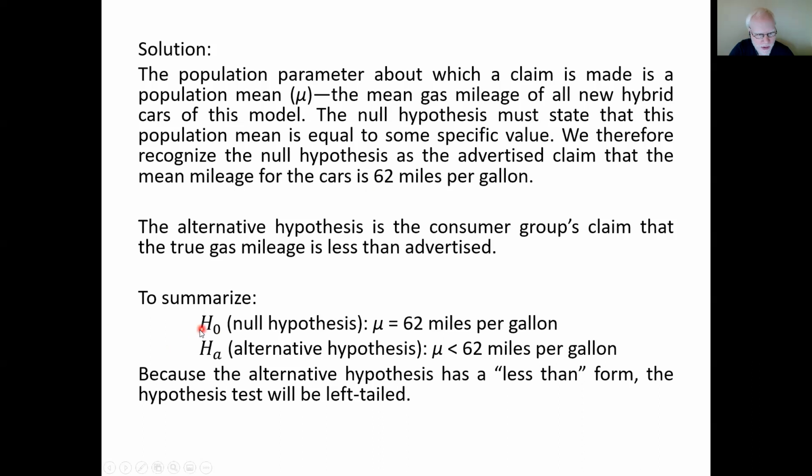So to summarize, H naught, the null hypothesis, is that the mean is equal to 62 miles per gallon. The alternative hypothesis is that the mean is less than 62 miles per gallon. And because the alternative hypothesis is in a less than form, we're doing a left-tailed hypothesis test.